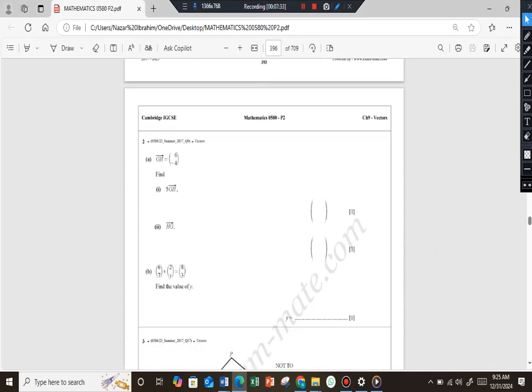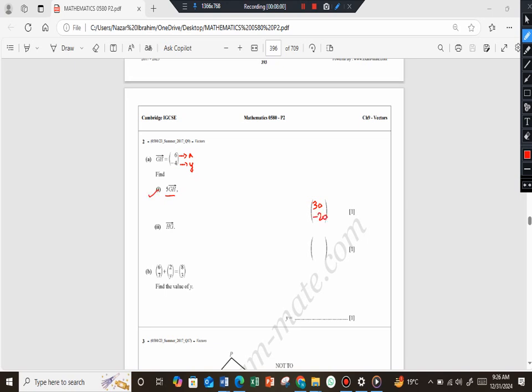Question number 2. The vector GH is given to us in this form: 6, minus 4. This is in the x direction and this is in the y direction. Find 5GH, 5 into GH. So simply multiply 5 with the vector GH, both the components. 5 times 6 is 30, and 5 into minus 4 is minus 20.